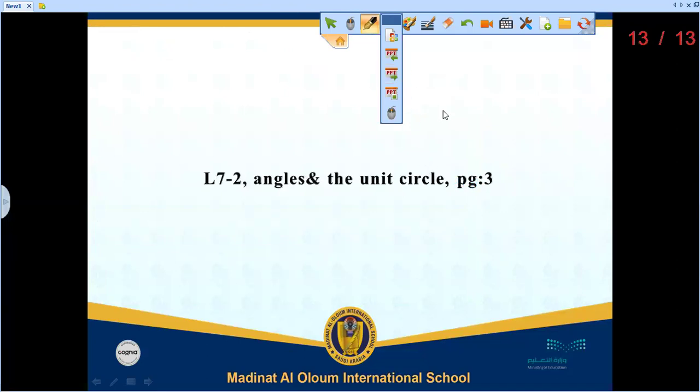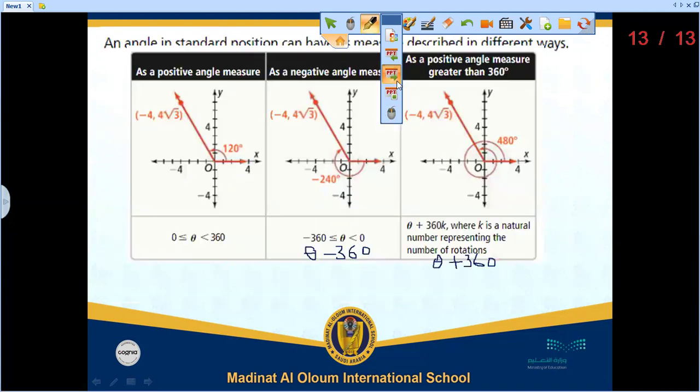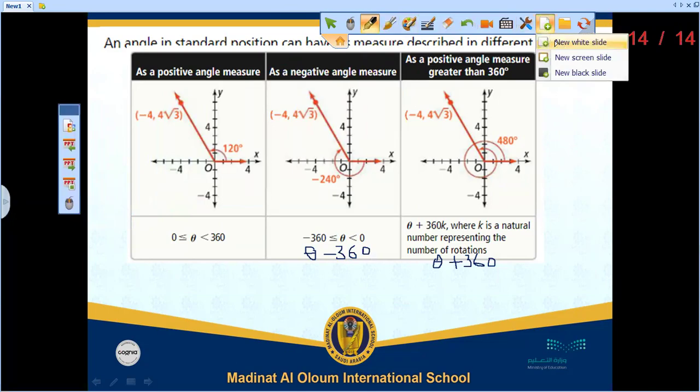Second lesson, guys. The second lesson is about what? Angles and the unit circle. What do we need here, guys? Something called reference or coterminal angles. Okay, let's start from the beginning.